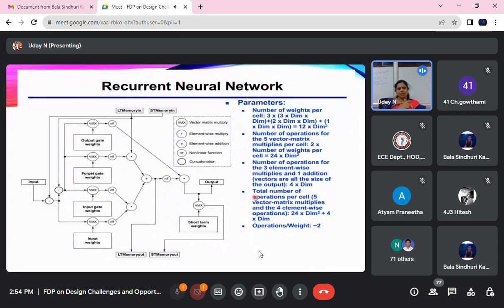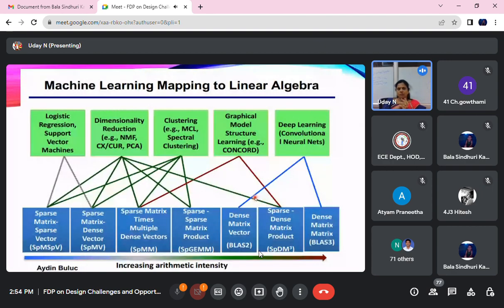So I told you linear algebra forms one of the fundamental backbones for implementation of any machine learning or deep learning architectures. Logistic regression is totally based on sparse matrix and sparse vector multiplications. Dimensionality reduction is also based on sparse matrix and dense vector and multiple dense vectors. And deep learning is totally based on dense matrix vector and dense matrix matrix operations. So like that, machine learning is mapped to linear algebra.